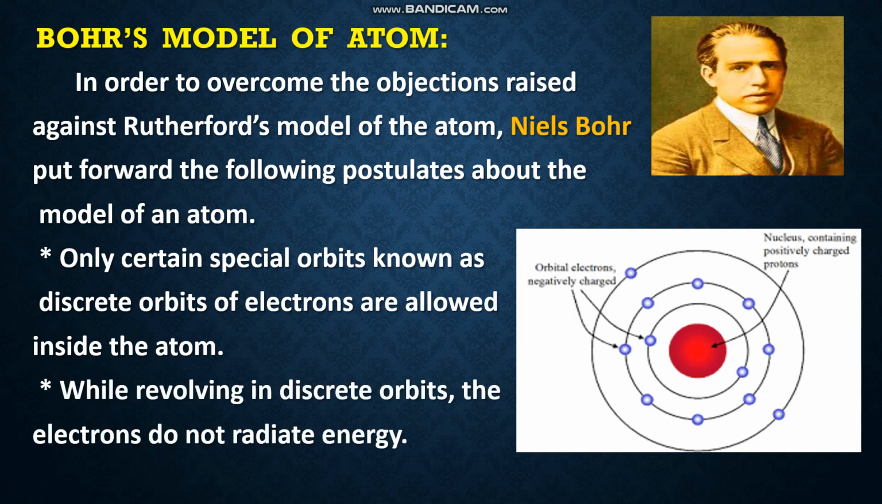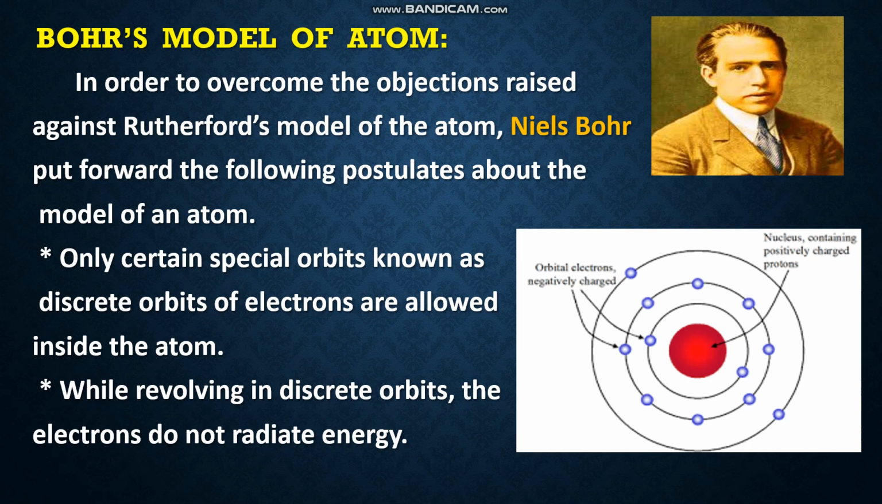While revolving in discrete orbits, the electrons do not radiate energy. We have seen that in Rutherford's model, he could not explain the stability. Why? Because any charged particle, when it is revolving around the nucleus, would lose energy and finally come to the nucleus and collapse. The atom collapses. But here Bohr suggested that the electrons are revolving in discrete orbits. As long as they are revolving in the same orbit, they do not radiate energy. So, when an electron is moving in the same orbit, it cannot radiate energy.